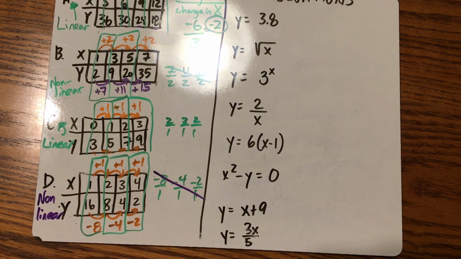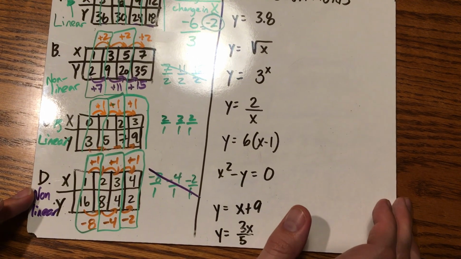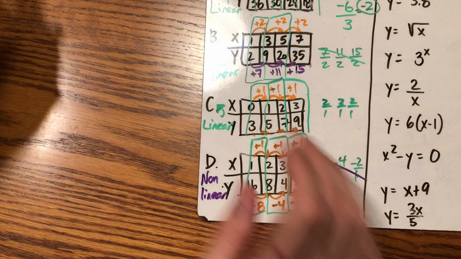Okay, so that is how you determine if something is linear or nonlinear by looking at a table of inputs and outputs, domains and ranges, x and y's, independent variable, dependent variable. You just look at the pattern and then you go from there. Okay, finally, and this is going to be maybe the hardest one. I don't know, it's not super hard.